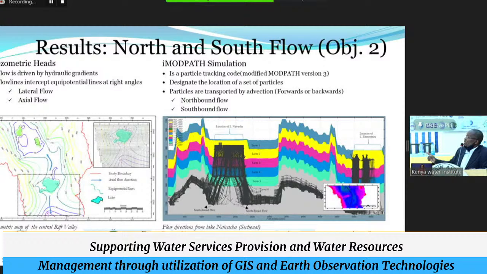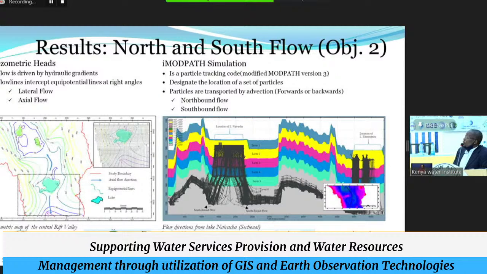For objective number 2, we wanted to determine whether there is indeed flow from our model towards the north and flow towards the south. And it was observed using those dark lines. Those dark lines are below Lake Naivasha. So if you look at it, those green, yellow, red are the layers of the model. Each one of them is about 100 meters thick. And the model was able to show us that indeed there is flow, using those dark lines that are moving down, that there is flow both ways, that is northwards and southwards from Lake Naivasha at the center.